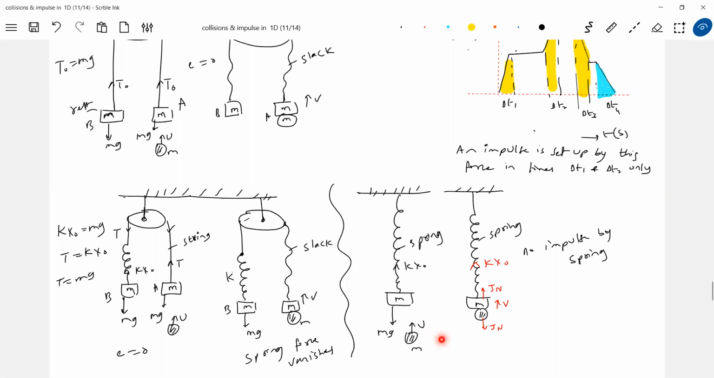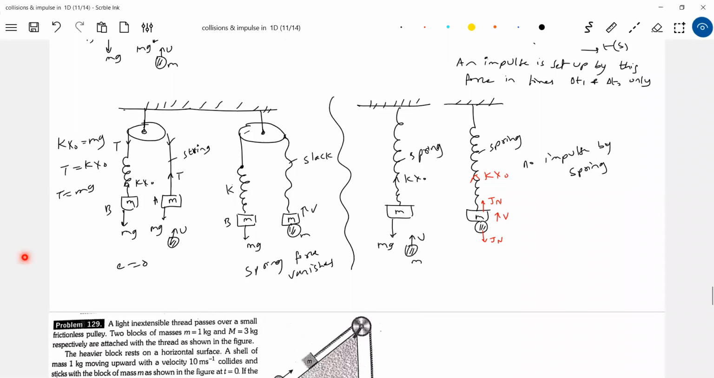So now, can the spring force set up impulse? I don't think so. Sudden change in spring force: here it vanishes. But sudden increase in spring force is not possible, while sudden decrease in spring force is possible. Sudden increase in spring force is not possible. You can also put a block, like I'll take another system.